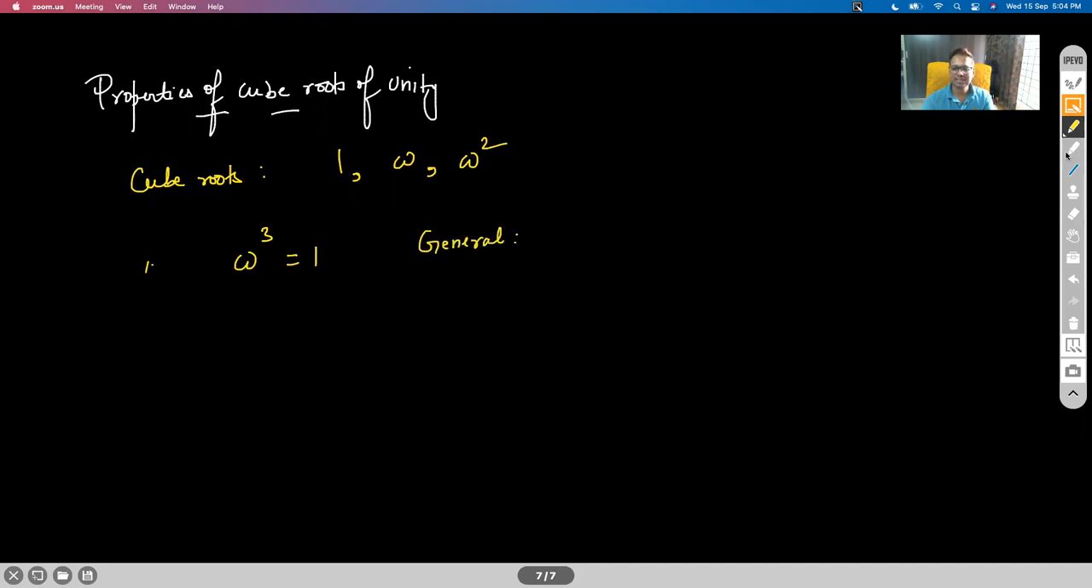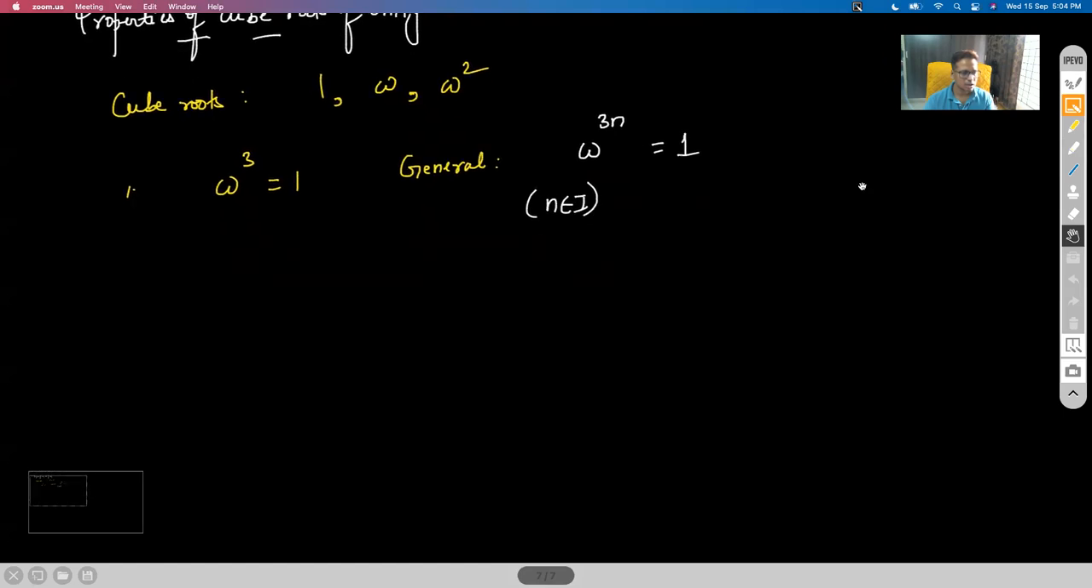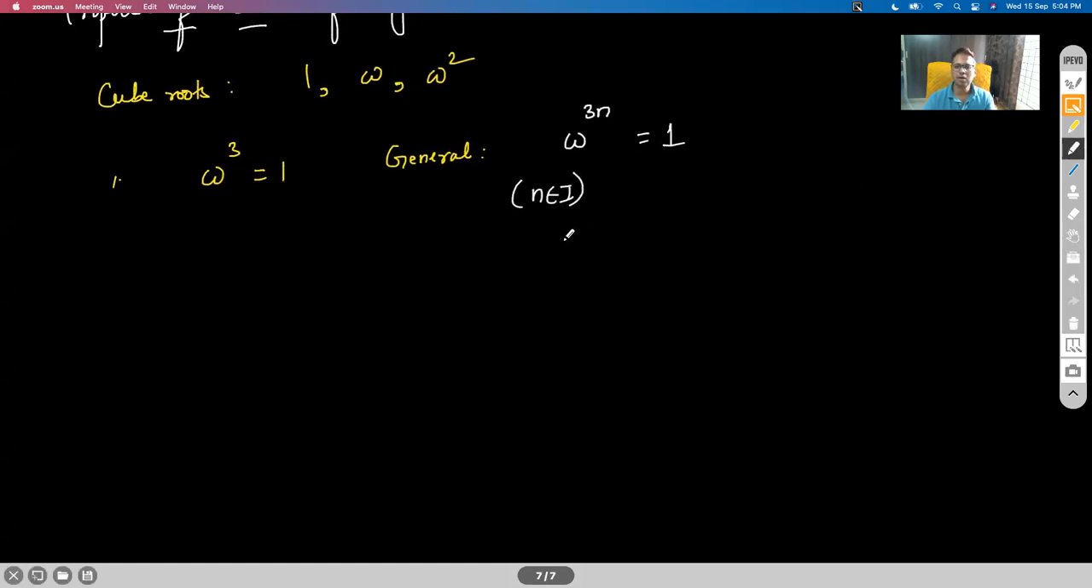In general, I can say, if you raise omega to any multiple of 3 power, of course n should be an integer here, that will always give you a 1. That means omega to the power 6, omega to the power 9, 12, etc., will all give you a 1. If you do omega to the power of a multiple of 3 plus 1, you'll get omega back. And if you do omega to the power of a multiple of 3 plus 2, you'll get omega square again. That is obvious.